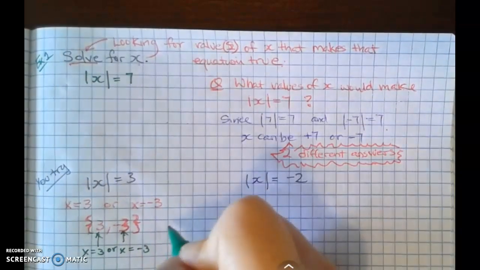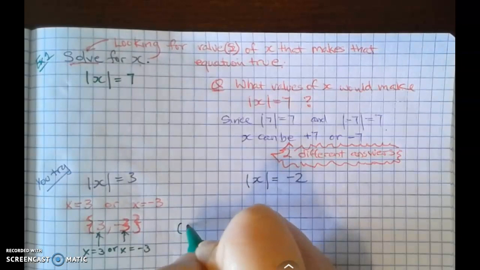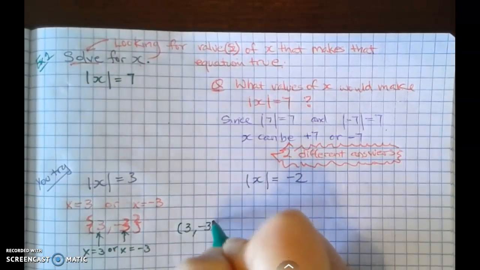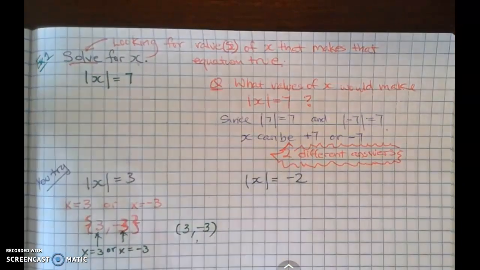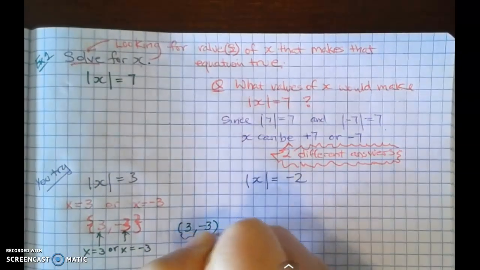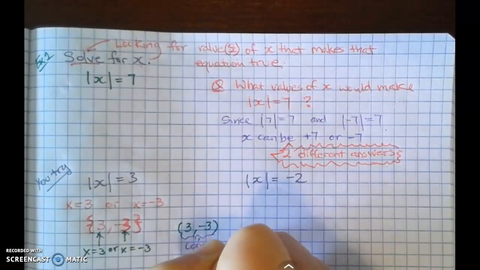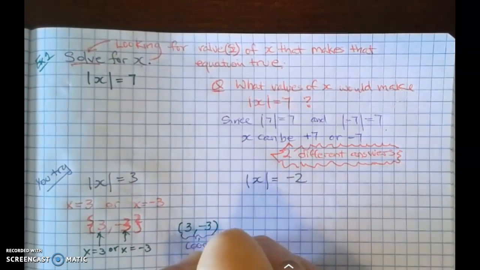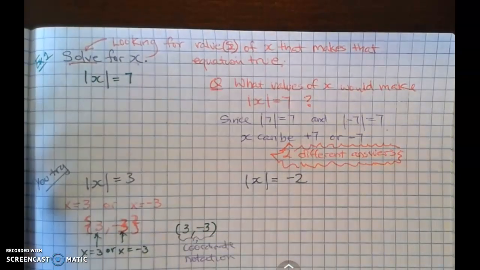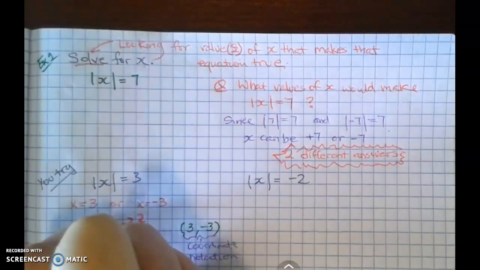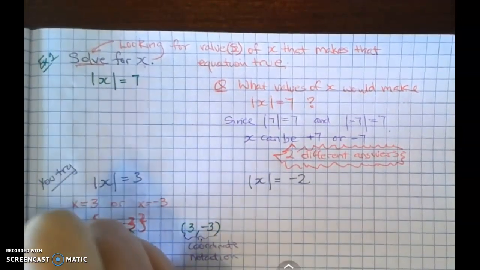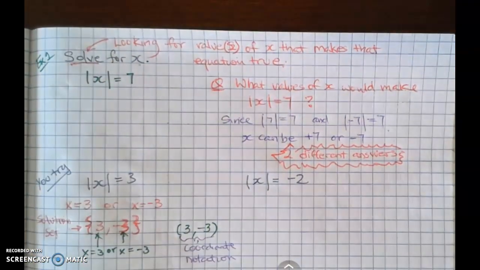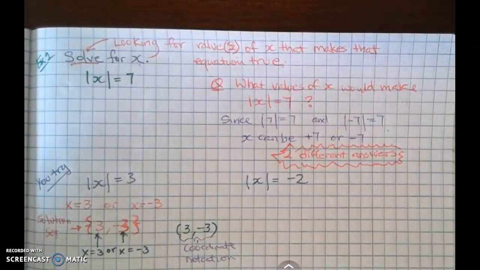Notice this is very different from 3, comma, negative 3 in parentheses. When you have that notation, this is coordinate notation. This is talking about coordinates, while this is talking about a solution set. You will come across this in your future IM2 and so on, so make sure you understand.